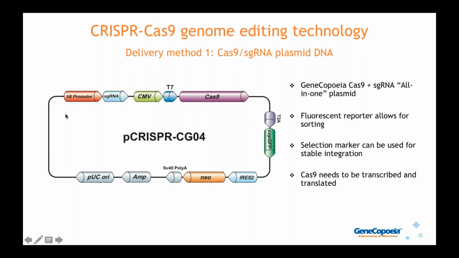And these plasmids can be transfected by standard methodologies using either liposome-mediated transfection reagents or electroporation. They may or may not contain a fluorescent marker, which is useful for sorting. And again, this has been a widely used, traditional method for gene editing, but it may not be the best method for various reasons.